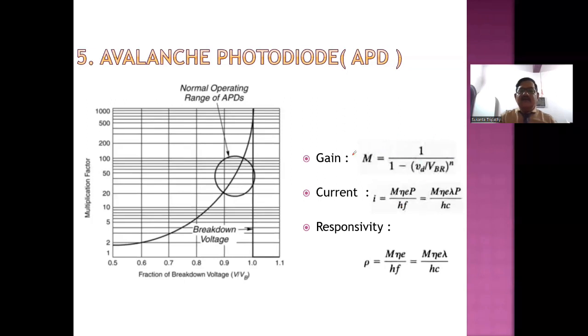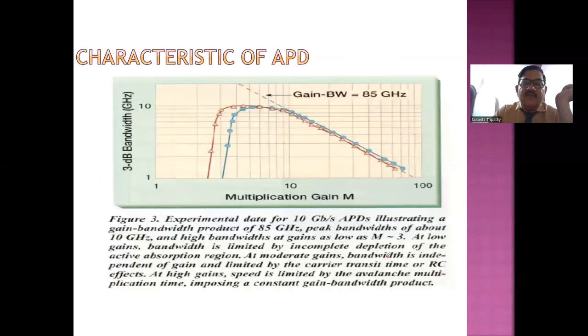So this says that the current in case of APD is M times more than the current which is flowing in case of your pin diode. And this is about the responsivity. So the responsivity also will increase M times, and therefore the avalanche photodiode is a better detector for the detection of light. So this is about the multiplication gain and the 3 decibel bandwidth.